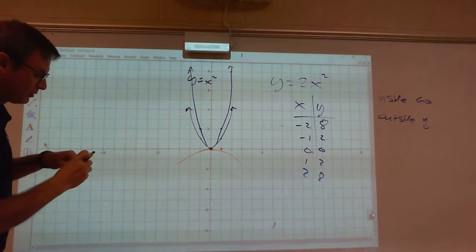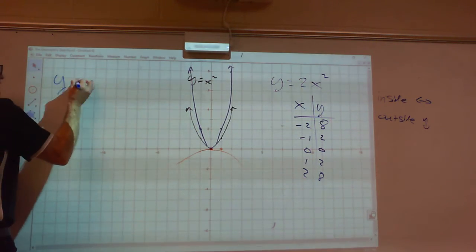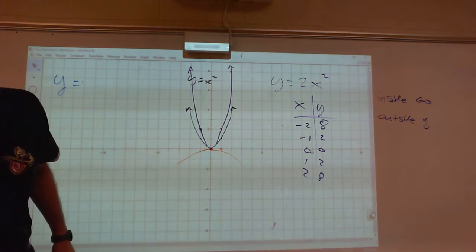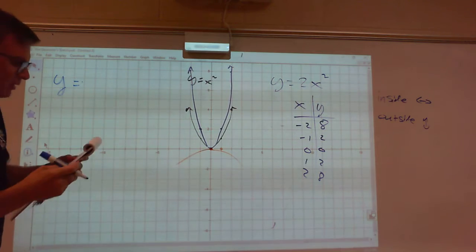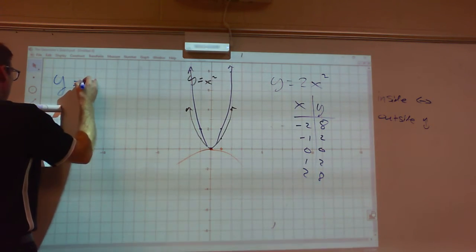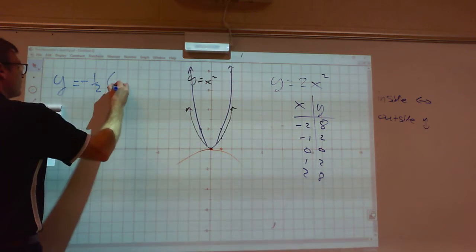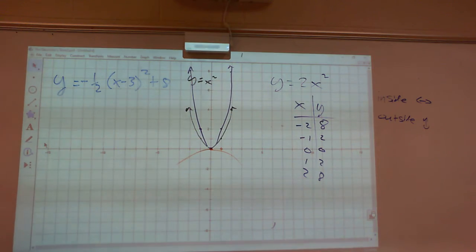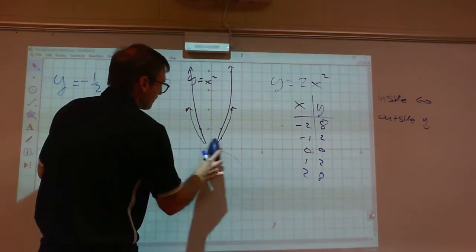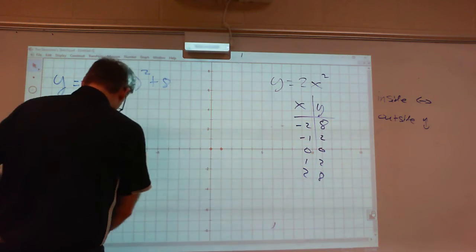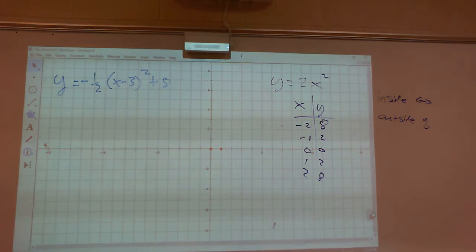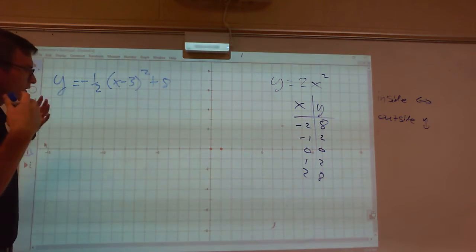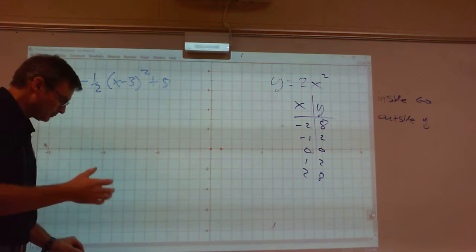if I said y is equal to, actually I wrote an example out, negative 1/2 times (x minus 3) squared plus 8. So if I give you this lovely equation, now I'm going to ask you to graph it.